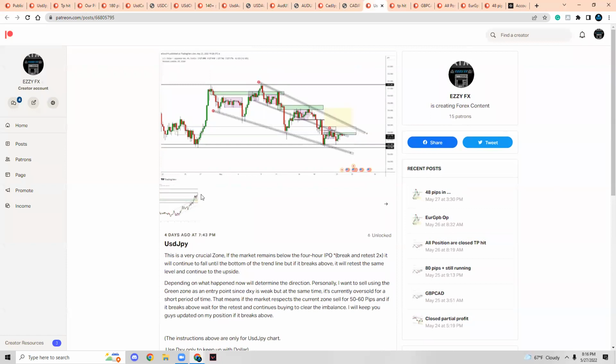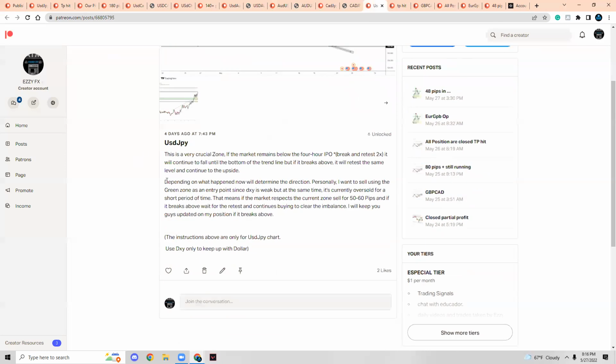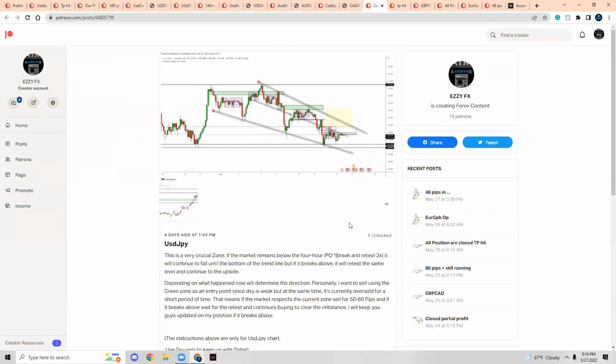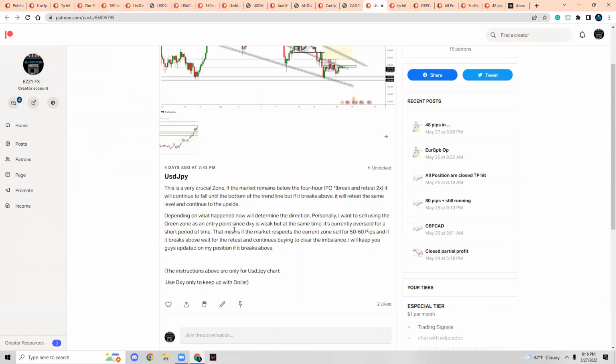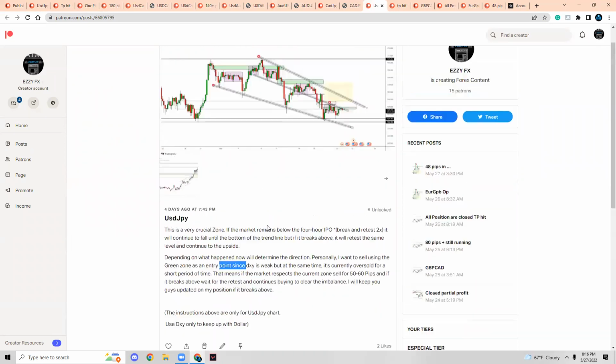Again, that really depends on the US dollar rising or dropping. We were expecting it to drop, so that's why I explained it here. Depending on what happens now, it will determine the direction. So personally, I want to sell using this same zone as the entry point, using the green zone since DXY is weak.